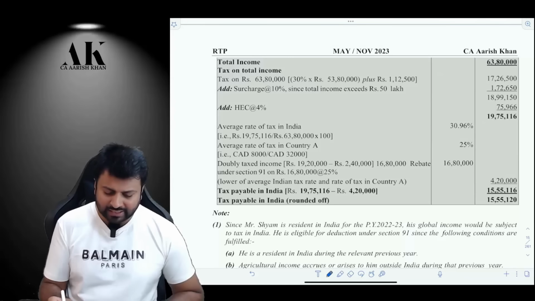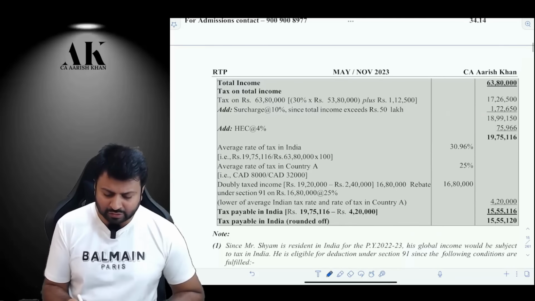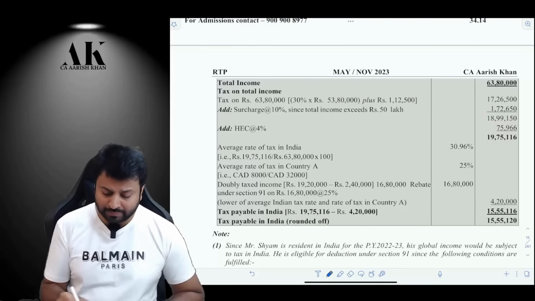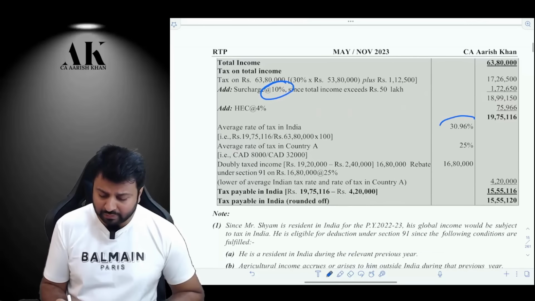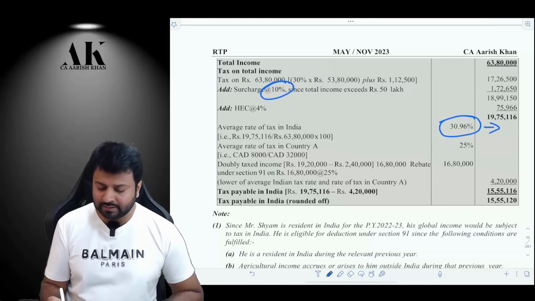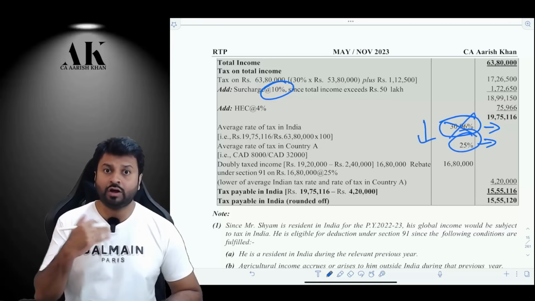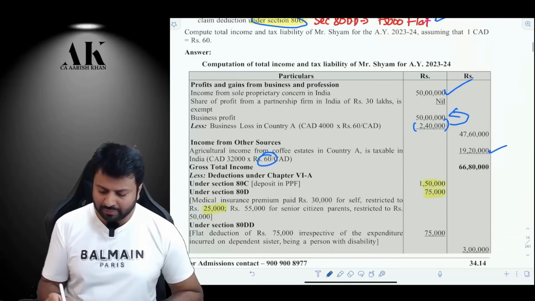After doing all these things, he has to compute his tax. He will also apply surcharge over here because his total income exceeds 50 lakh rupees. So he has to apply 10% surcharge over here, and then he will compute the tax rate. The Indian tax rate is 30%, 31% approximately, and the foreign tax rate is 25%. Whichever is lower will be allowed as benefit. Therefore, 25% will be the relief. On how much income? On doubly taxed income. How much is doubly taxed income?